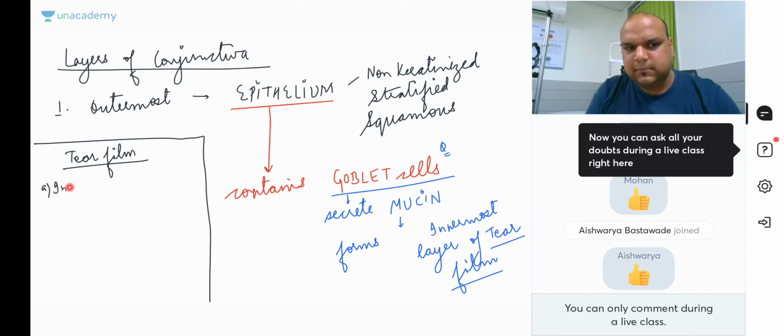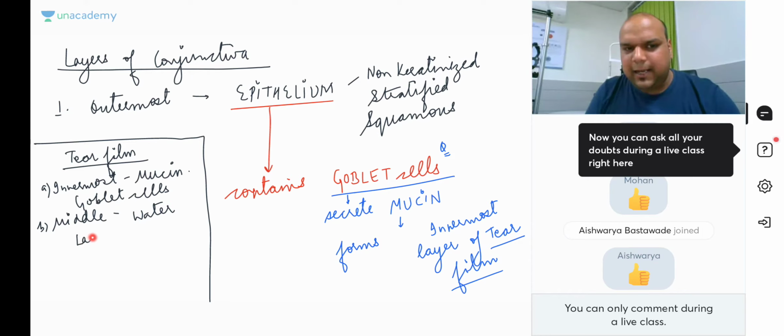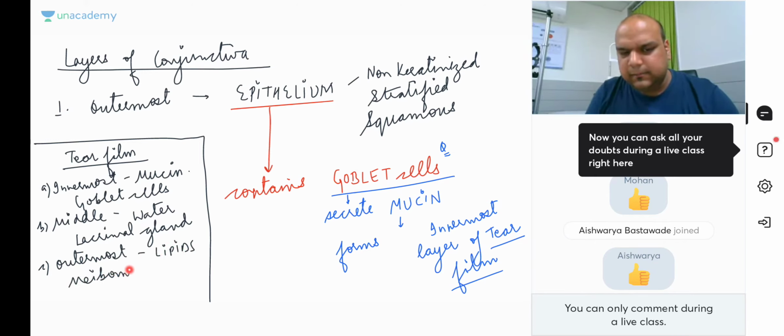A, innermost. Innermost, as I just told you, is formed by mucin, which is secreted by goblet cells. B, middle layer. Middle layer is formed by aqueous, or water, I will simply say water, everybody. Water is secreted by lacrimal gland, accessory lacrimal glands. And C is the outermost layer. Outermost layer is formed by lipids, and they are secreted by meibomian gland. Sebum, sebaceous lipids.